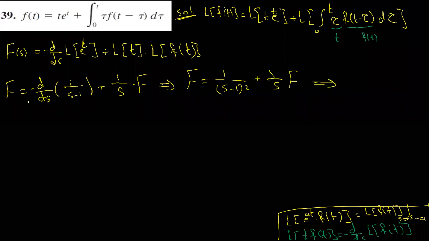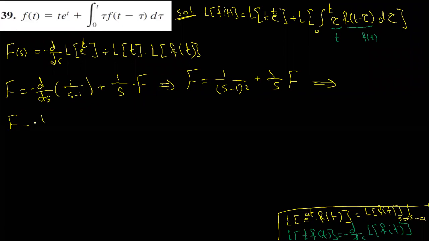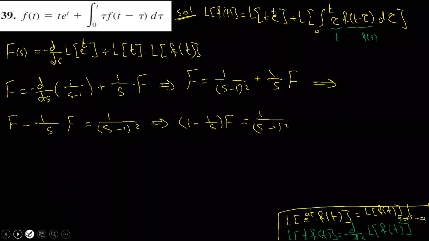So I'm going to move them all here. So F capital minus 1 over s, F capital, equal 1 over s minus 1 all squared. Take F capital common factor. The coefficient of F capital will be 1 minus 1 over s, equal 1 over s minus 1 all squared. Now here make a common denominator. So I have s minus 1 divided by s, F capital, equal 1 over s minus 1 squared, multiply up and divide down.